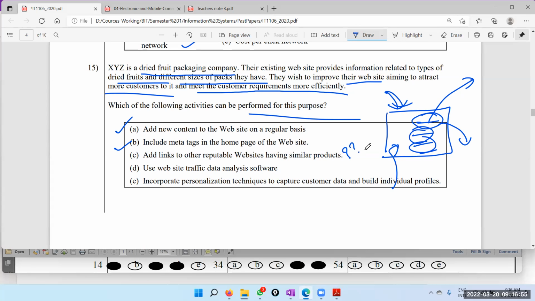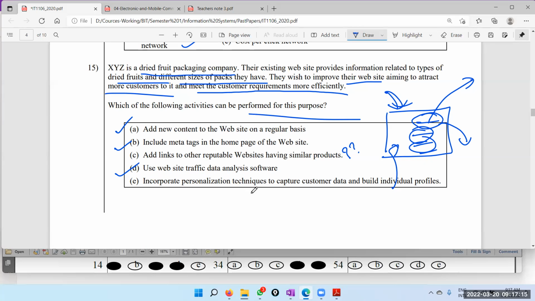So that is a debatable answer for me. Use website traffic data analysis software. Yes, we can use the analysis software and see, are we improving? Are we getting more customers, less customers? Which page do they visit most? So that is okay.